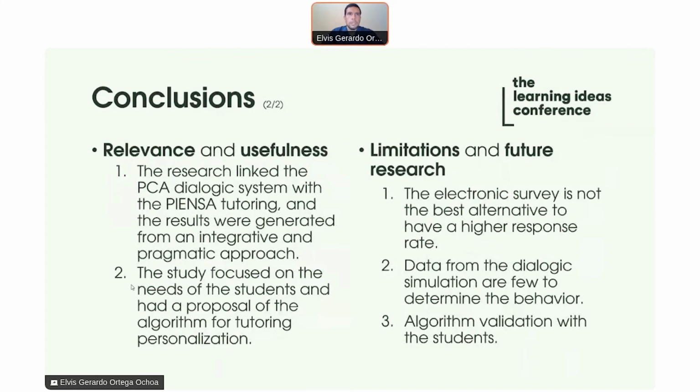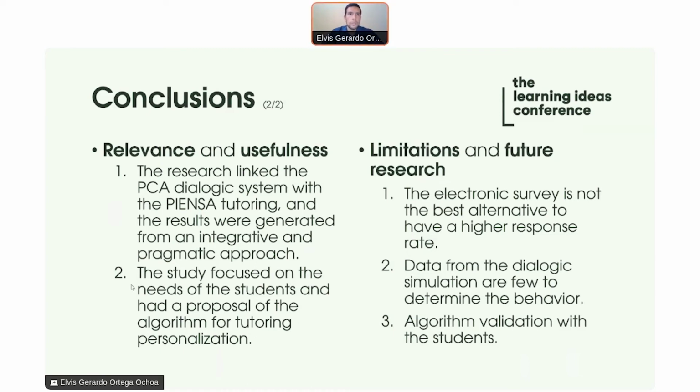Also, there are several aspects of relevance and usefulness of the research results. The research linked the PCA dialogue system with the Piensa tutoring, and the results were generated from an integrative and pragmatic approach with a mixed method. In addition, the study focused on the needs of the students and had a proposal of the algorithm for tutoring personalization, health support, and accompanying.